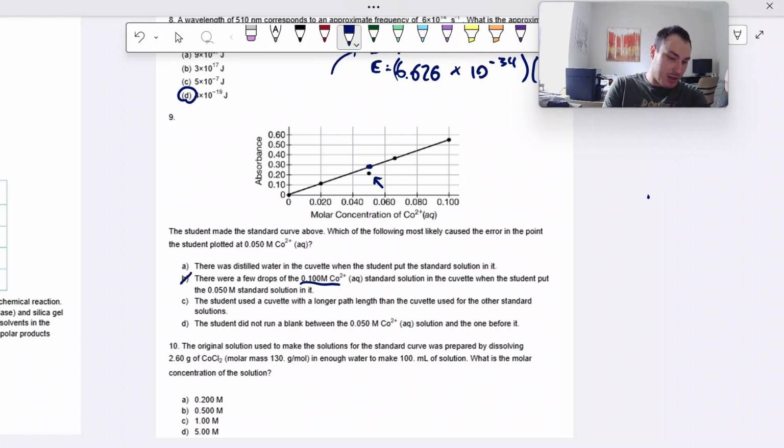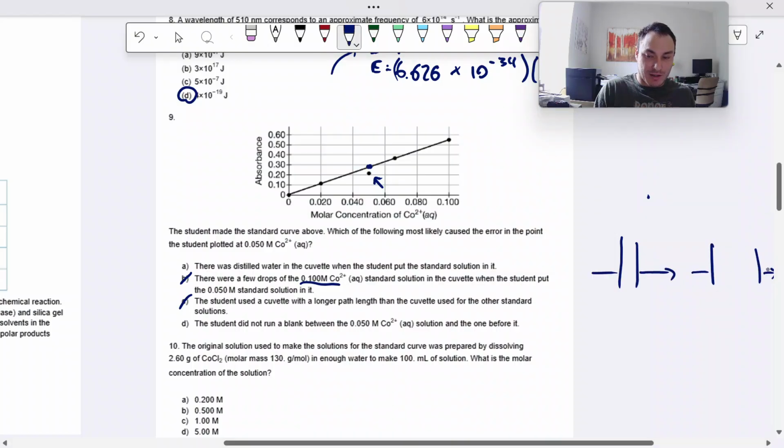So not B. C, the student used a cuvette with a longer path length than the cuvette used for the other standard solution. That would also increase the absorbance. If the light had to travel through more cuvette, the absorbance goes up because the light just has to make it through more stuff, so more of that light is getting absorbed. D, the student did not run a blank between the 0.05 solution and the one before it. That just doesn't quite make sense. Really, we run a blank at the beginning. So the answer there is A.